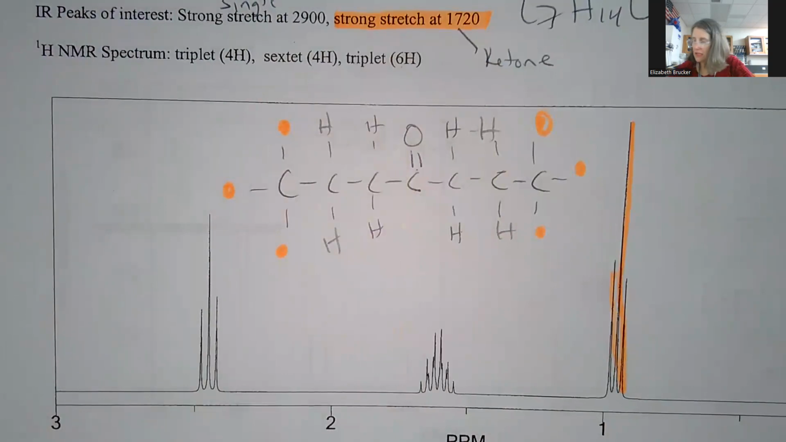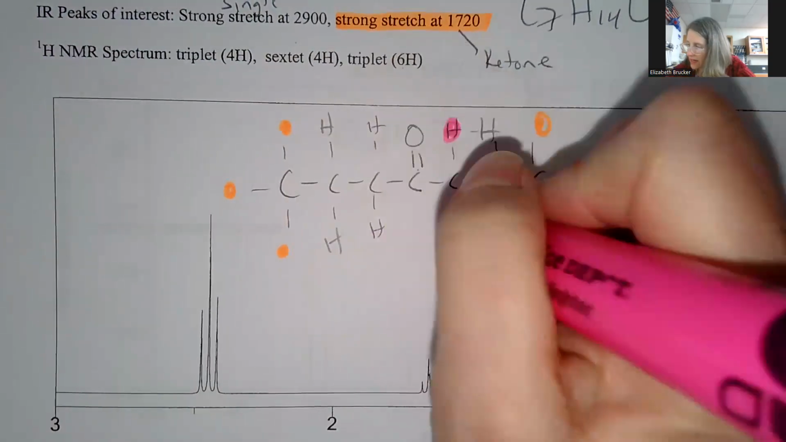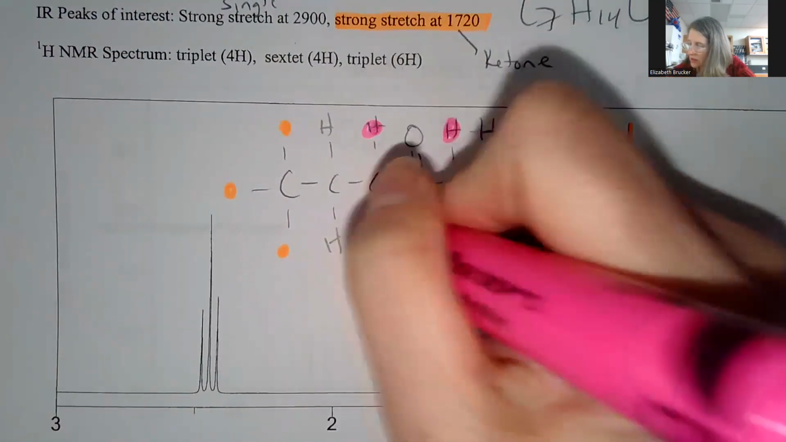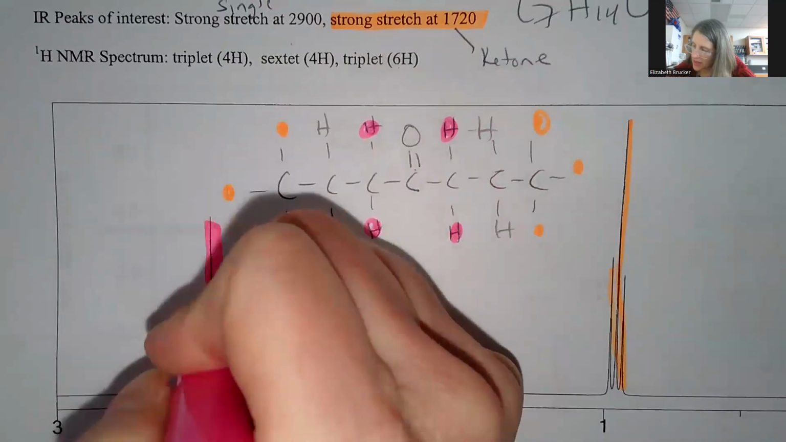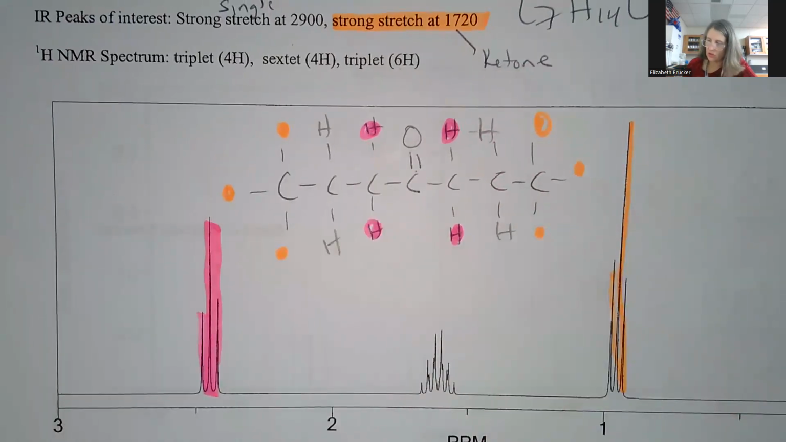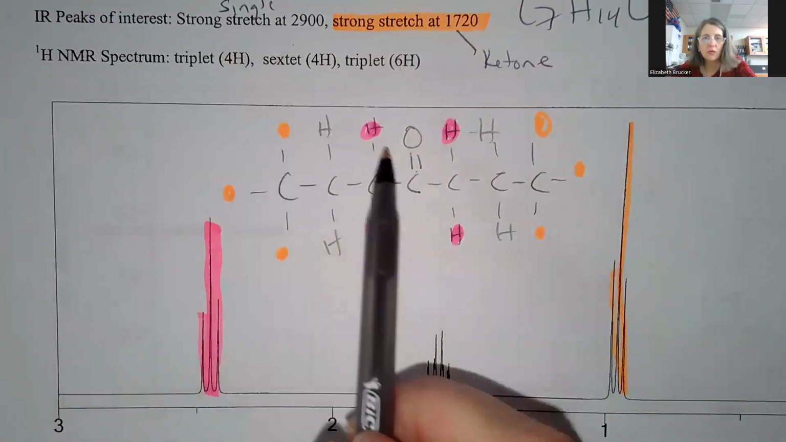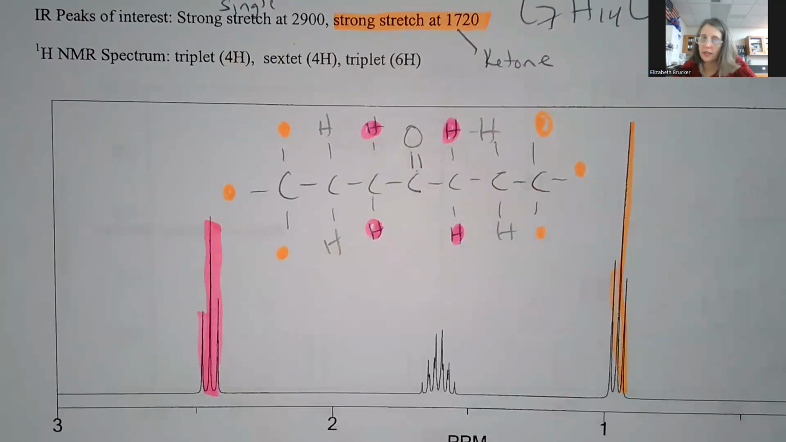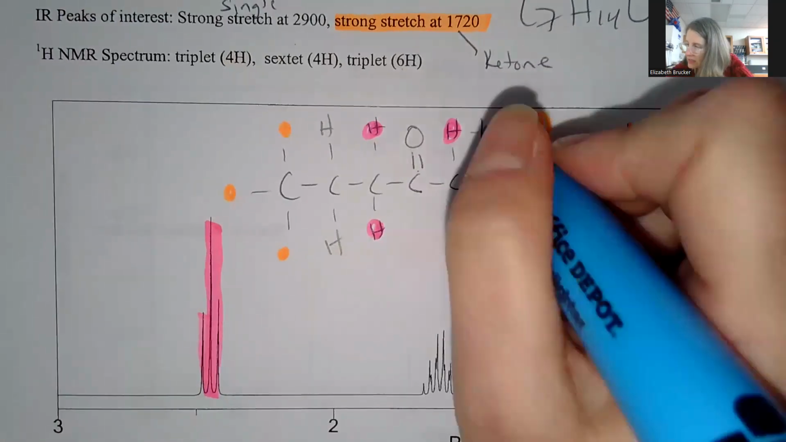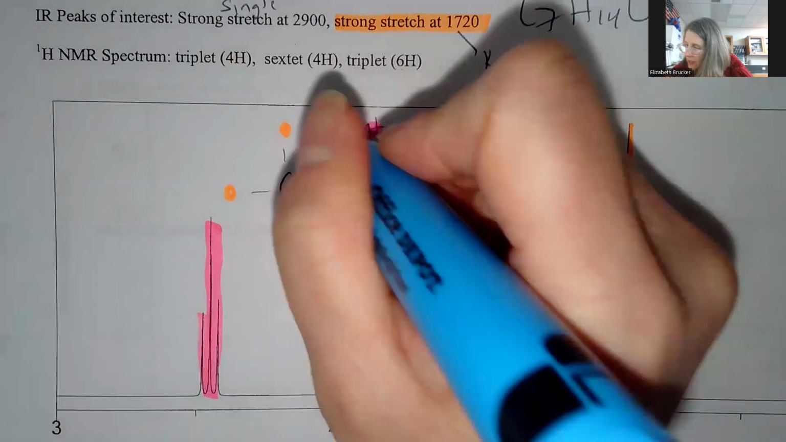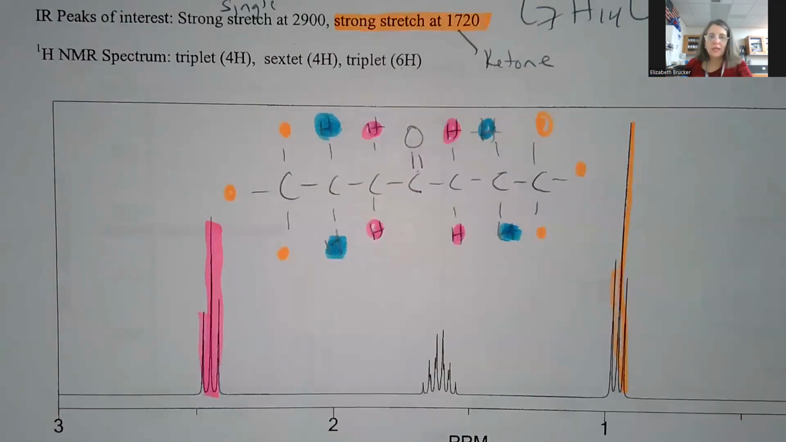So if I take my highlighters and I highlight those hydrogens, it makes sense that it's going to be that triplet there. And that triplet has 4 hydrogens that see that environment. So those are 4 hydrogens that are a triplet. The only other one I haven't discovered is these hydrogens here. And they are going to see a lot more neighbors because they're kind of in between.